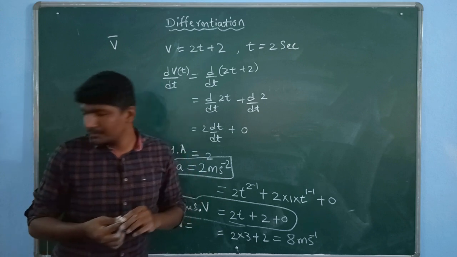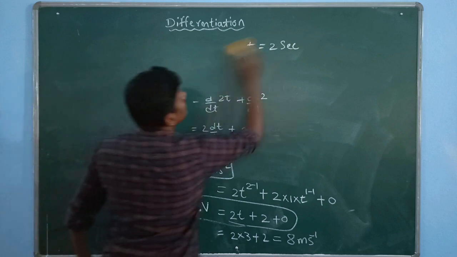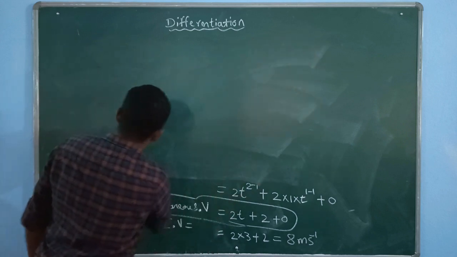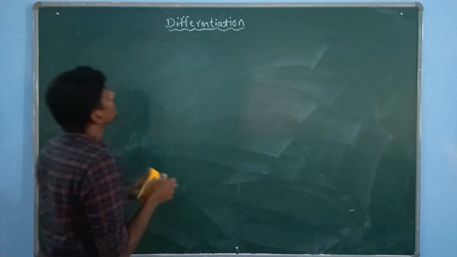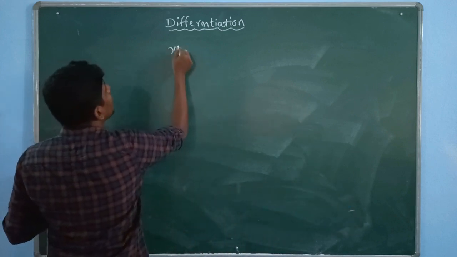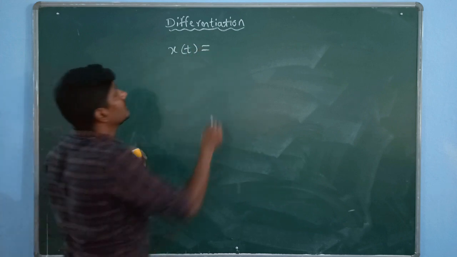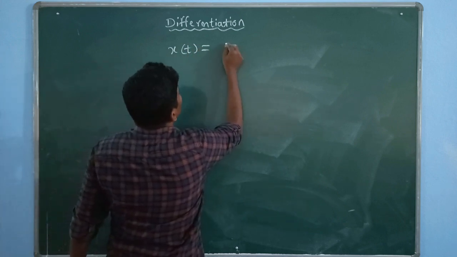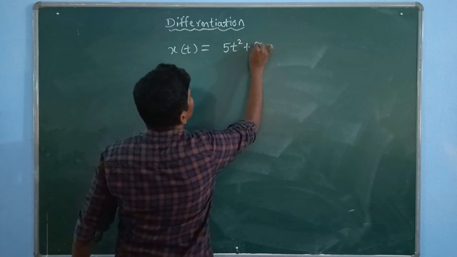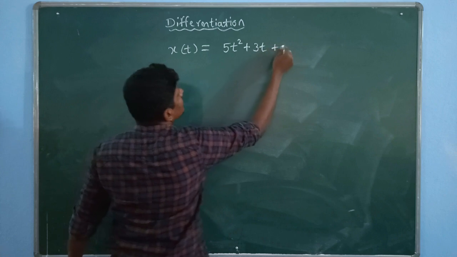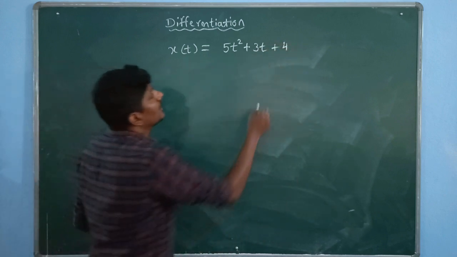Let's see one more example. You will come to know how to do it. A very simple example I will take. Let's go for another simple example. See, again this is a function. It is equal to 5t square plus 3t plus 4. This is one particular simple equation.